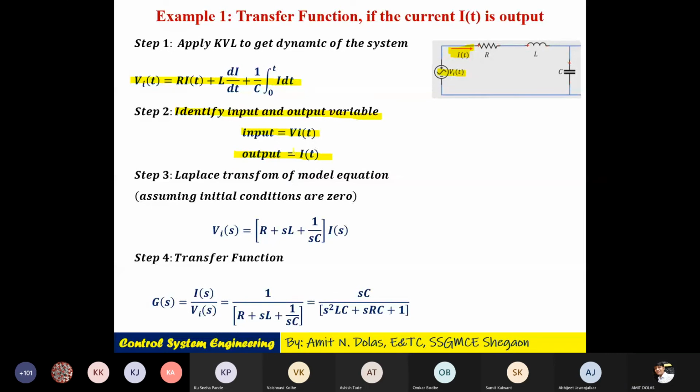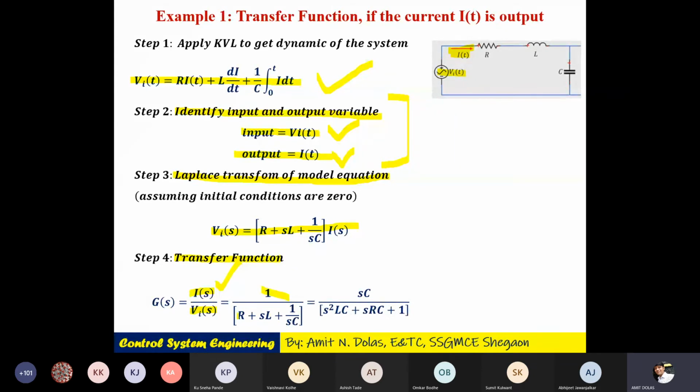Okay, so here you can see, by simply making current as an output, your variable is changed now. The response is current and input is voltage. So taking Laplace transform of the model equation, एक ही equation है यहाँ पे, इसका Laplace transform as it is we took, and then transfer function क्या है? I of s upon V of s, because now I of s is the output or response.